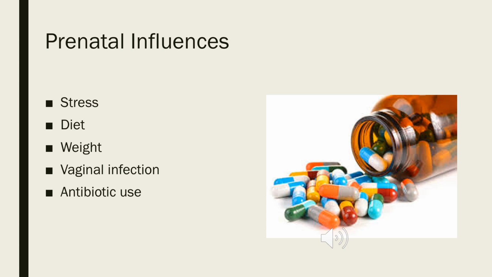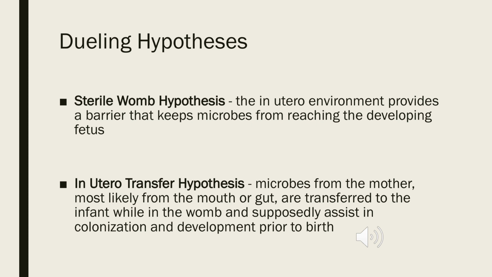While the long-withstanding sterile womb hypothesis has dominated scientific thought since the 19th century, a recent shift in understanding has spurred further investigation into what gets transferred to the fetus while developing in the womb and the long-term effects of the maternal-fetal relationship. The sterile womb hypothesis claims that the in utero environment provides a barrier that keeps microbes from reaching the developing fetus. The following assumption was that any microbes found on and in newborns must be obtained during vaginal delivery or from the surrounding environment.